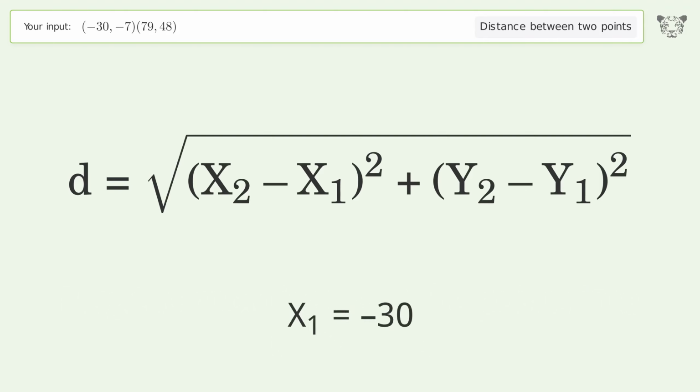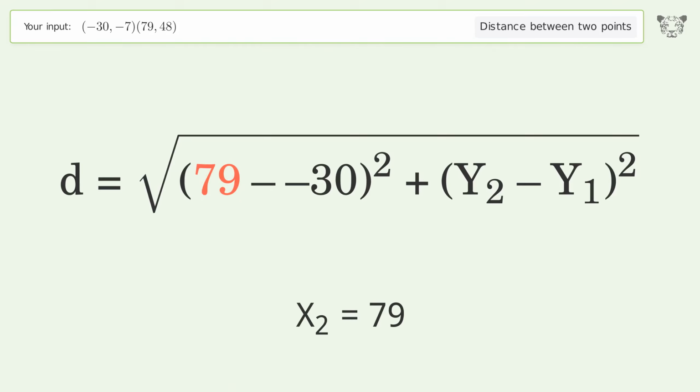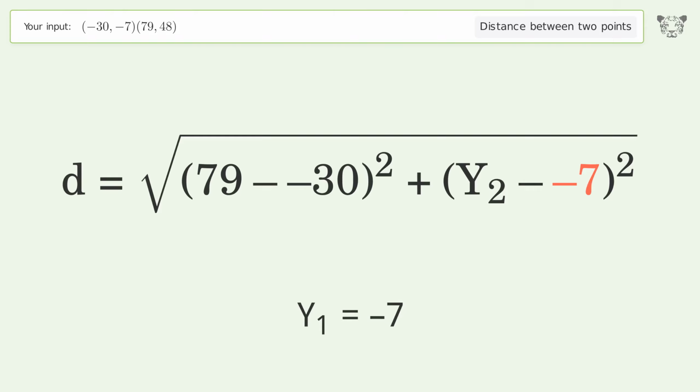x1 equals -30. x2 equals 79. y1 equals -7. y2 equals 48.